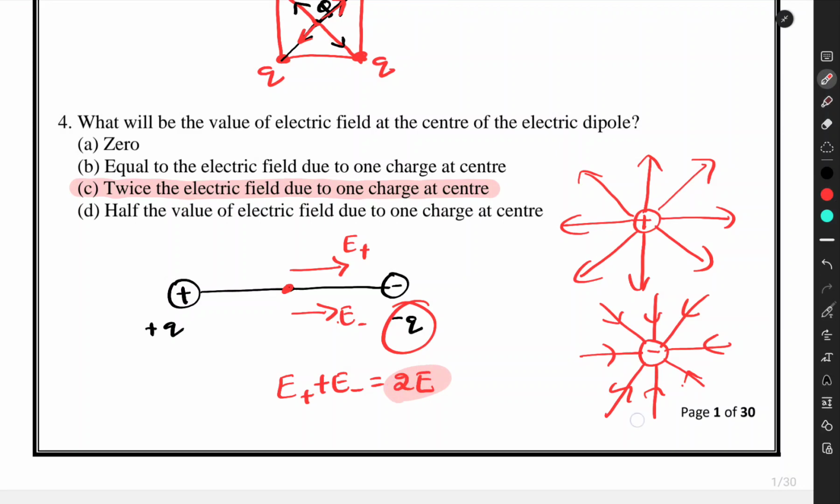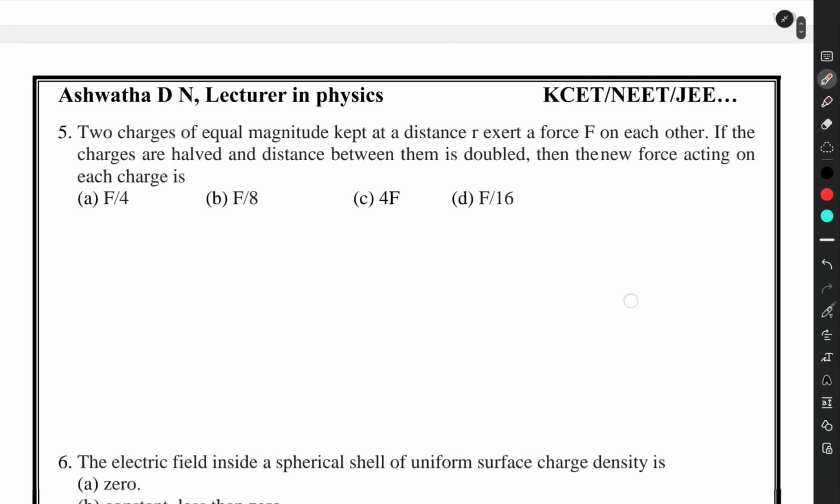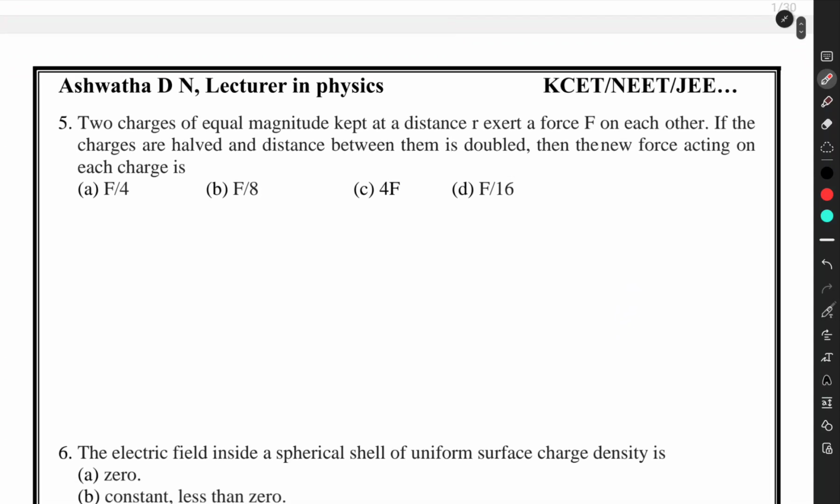Next, we have two charges of equal magnitude kept at a distance r exerting a force F on each other. If the charges are halved, see here the data is the charges are halved and the distance between them is doubled, then the new force will be, very simple question.